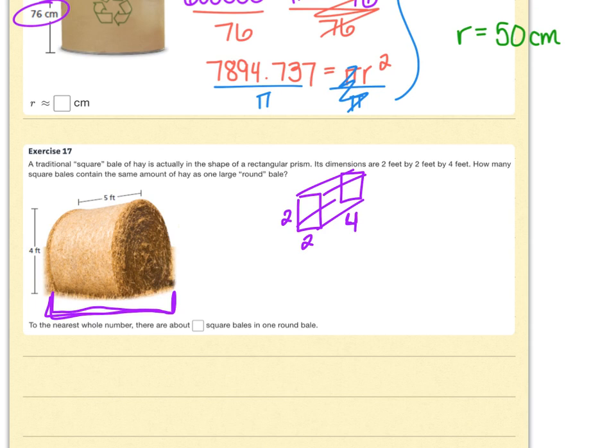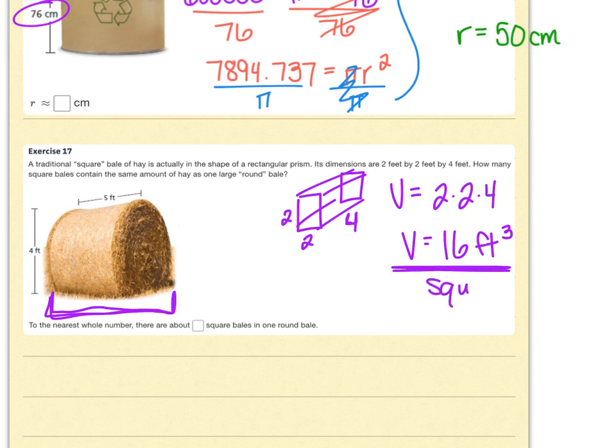And so what I need to do is I need to find the volume of this particular bale of hay, the square bale that they're calling. And so that's 2 times 2 for the area of my base times 4. And so 2 times 2 times 4, or 4 times 4, is just 16. So these square bales of hay have a volume of 16 cubic feet. And I want to know how many of these square bales of hay, these are the square ones, how many of these would fit into the circular one that we have over here.